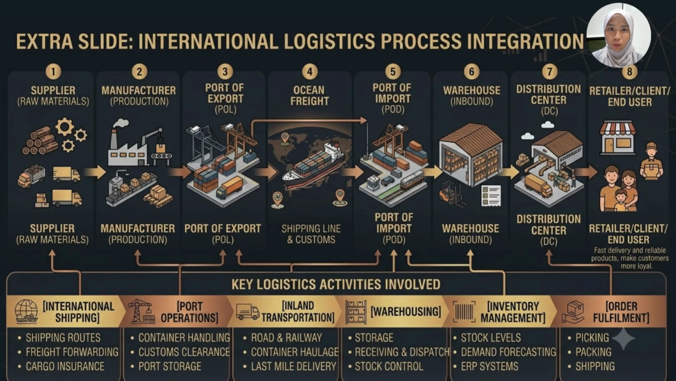From there, the domestic leg takes over, routing cargo through inbound warehouse and distribution center until it finally reaches the retailer or end user, steps 6, 7 and 8.